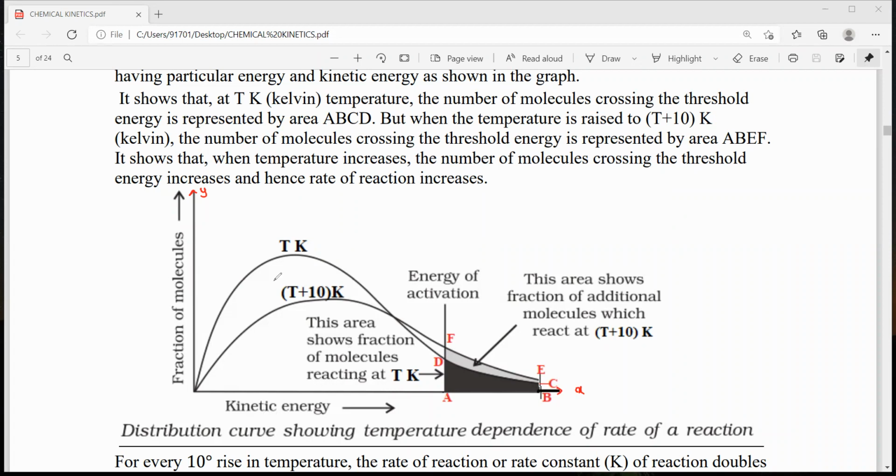Generally, this is the first fraction of molecules. They are present at temperature T, in Kelvin. If the temperature is increased, then this is called the activation energy.